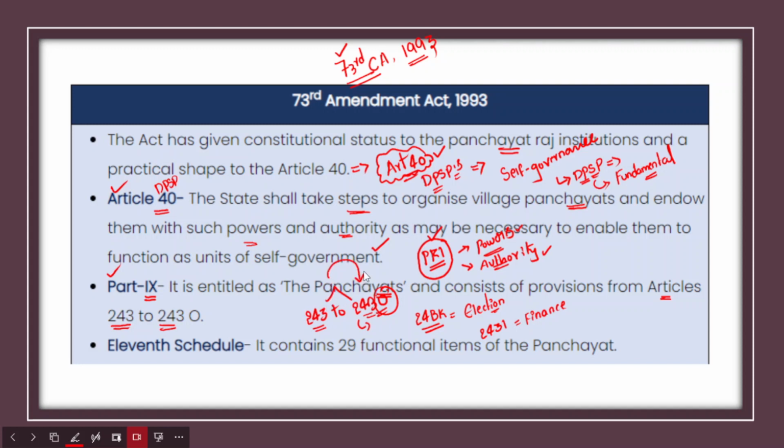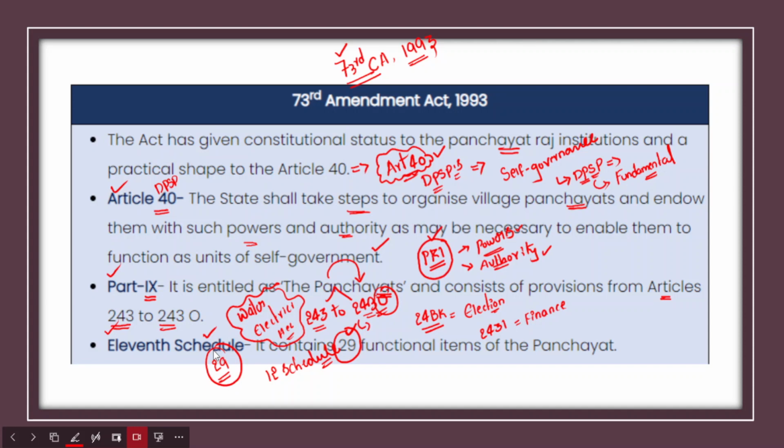Clear? We also know that the Indian Constitution has 12 schedules. Among all 12 schedules, the 11th schedule specifically talks about the Panchayati Raj institutions. The 11th schedule says the panchayats will have 29 functional items with them, such as drinking water facilities, electricity, rural roads, healthcare, and education. These functional items would be overseen by the Panchayati Raj institutions. Therefore the 11th schedule has mentioned 29 functional items at the panchayat level.